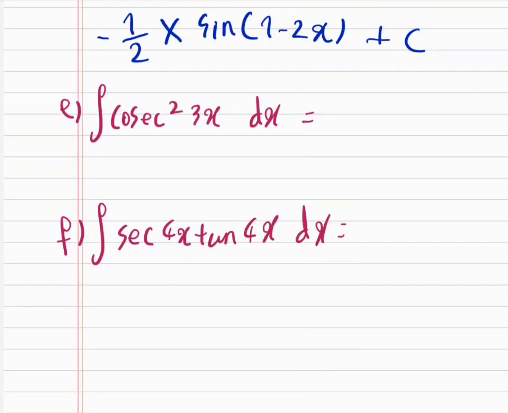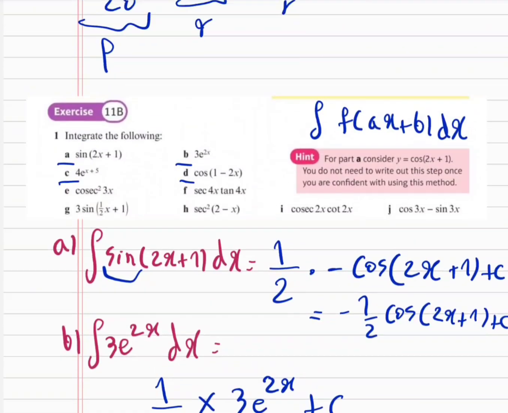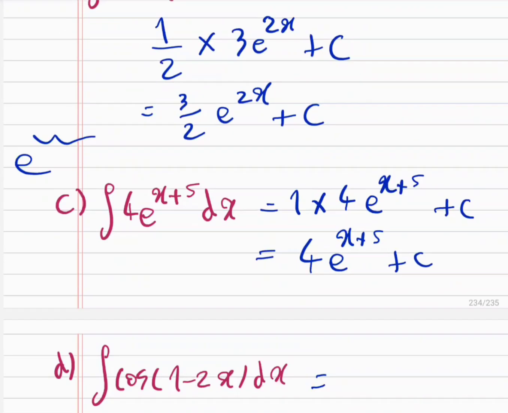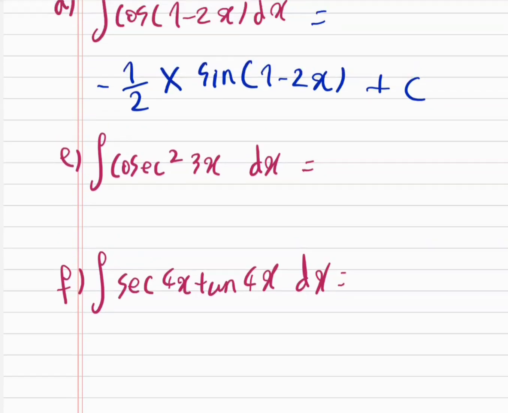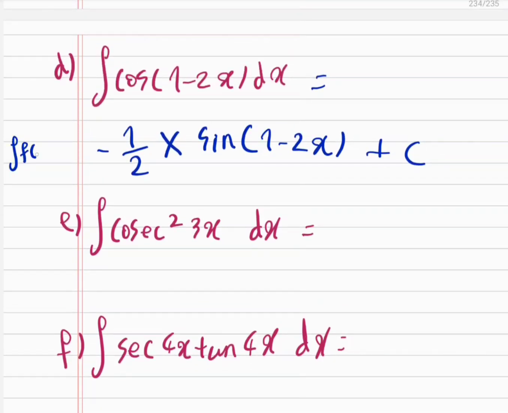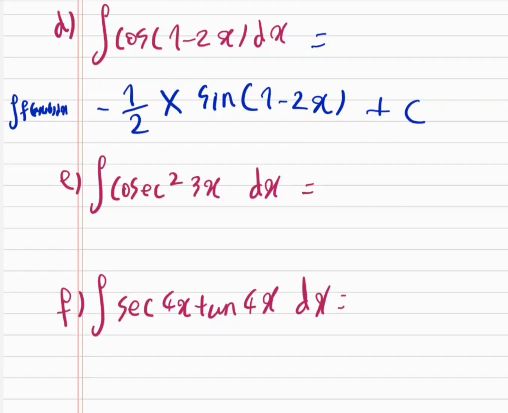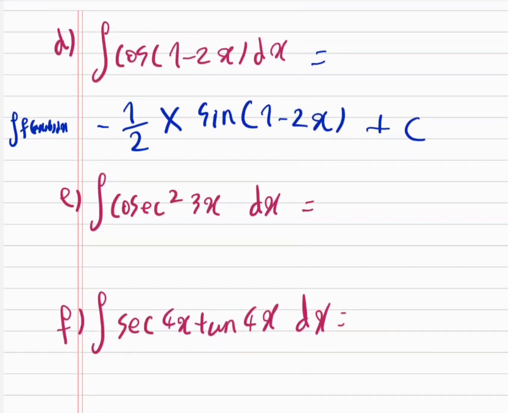Hi everyone, this video is on exercise 11b question 1, and in this video I'm going to do parts E and F. So we have cosec squared 3x, and this is the type of integration where we want to integrate f of ax plus b, which means we have a function, and inside that function we also have a linear function. A simpler example was part D, where we had cos of 1 minus 2x, because here the main function is cosine, but we also have this nested linear function inside of that.